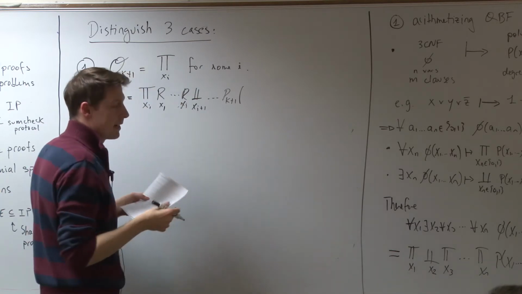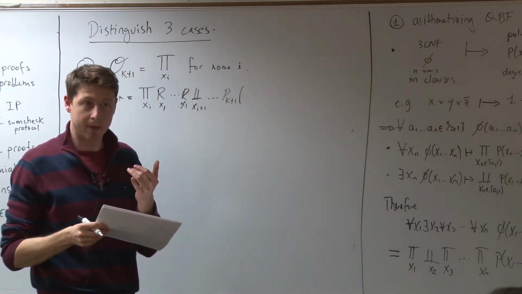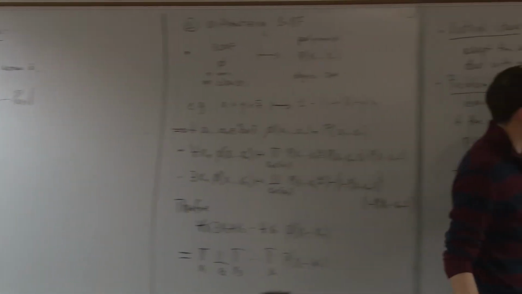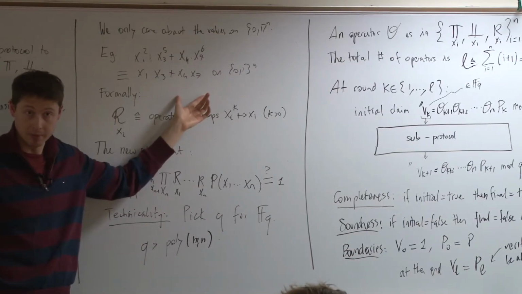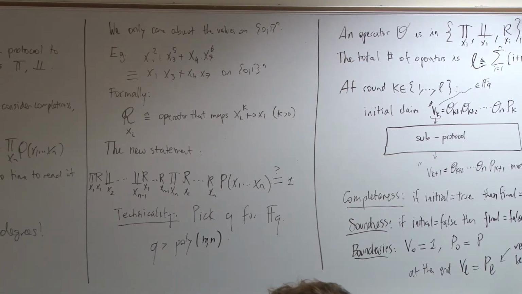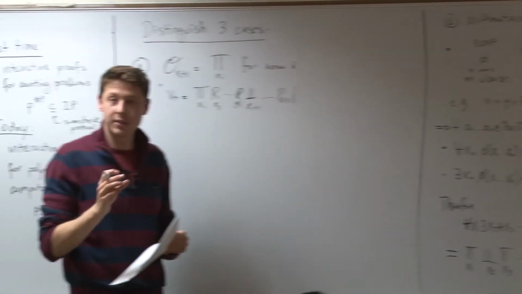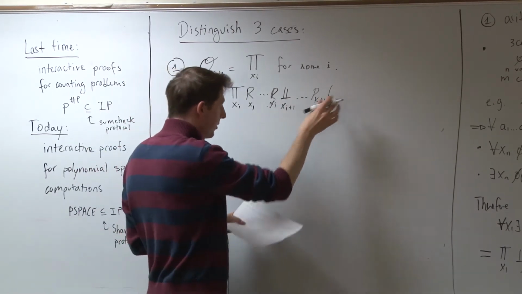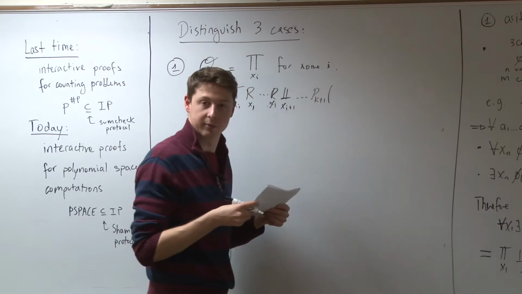Now, p_{k+1} has n variables, okay? Because notice that every time we swap a polynomial for another one, the number of variables is the same, okay? And some of these variables are fixed, and others are free. How many variables do you think I should have fixed?